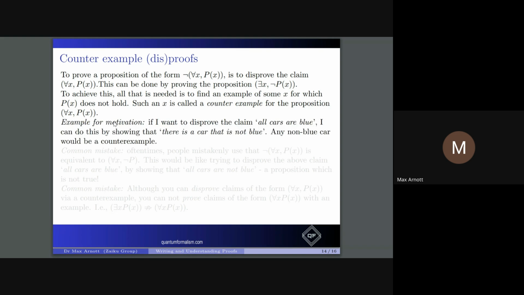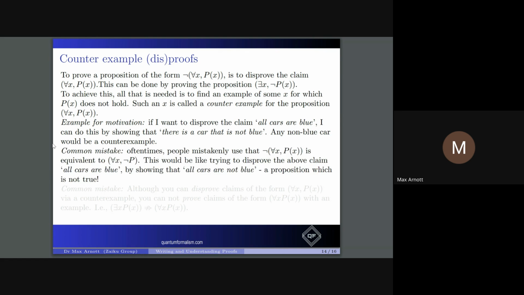So here's an example for motivation. If I wanted to disprove the claim that all cars are blue, I can do this by showing that there exists a car which is not blue. That's obvious. Any non-blue car could be a counterexample to this.